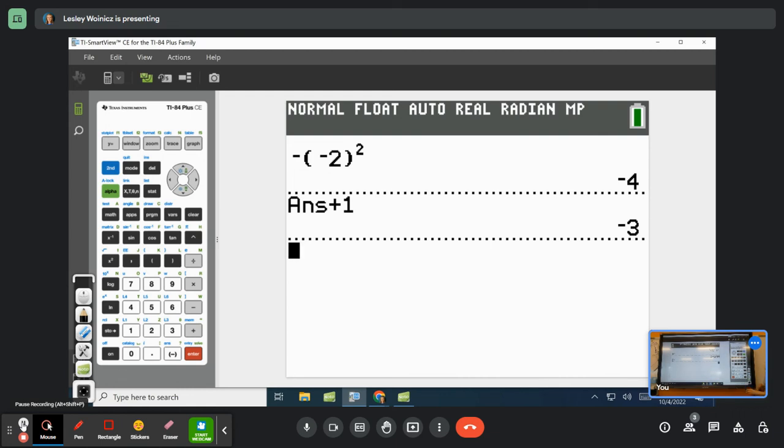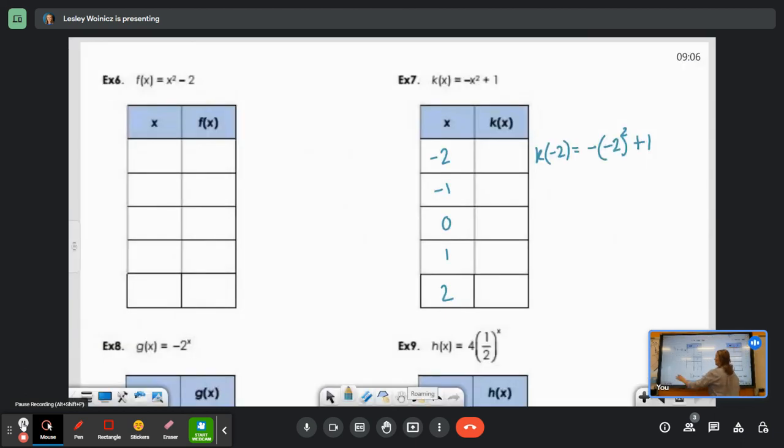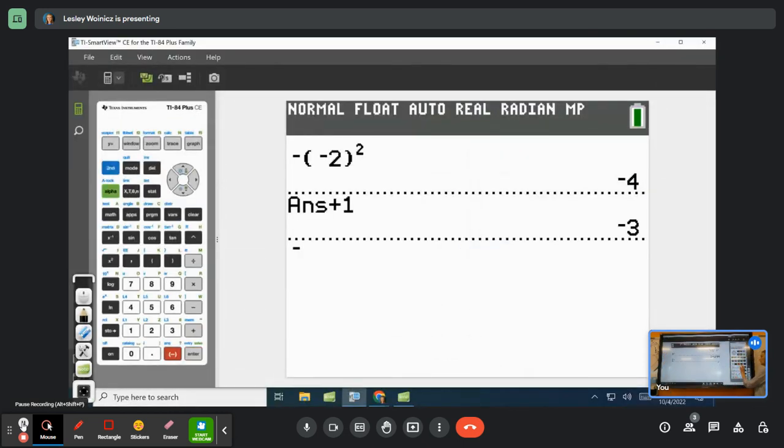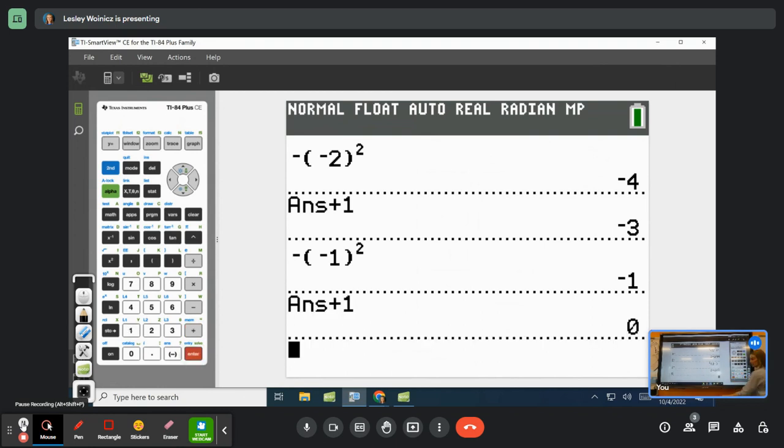Did you guys get it? Make sure you're practicing on the calculator. Okay, so I got -3. Next, I want k of -1. So I want the opposite of -1 squared plus 1. Opposite of open parentheses, -1 squared, plus 1. I got 0.